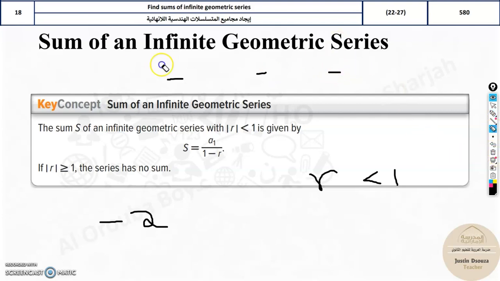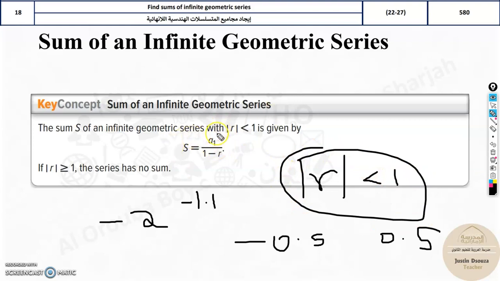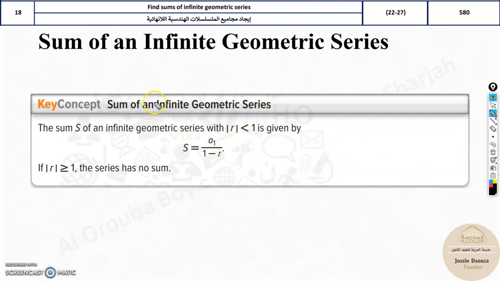So this also, it's not possible to find the sum. The magnitude of the R value must be less than 1. That means it can be negative 0.5 or positive 0.5, fine. But it can't be more than 1, in the sense you can't have negative 1.1. No, this is not going to work. You won't have a sum. So only when the R value is in this constraint can you find the sum. And the infinite geometric series formula is given by S equals A1 divided by 1 minus R.